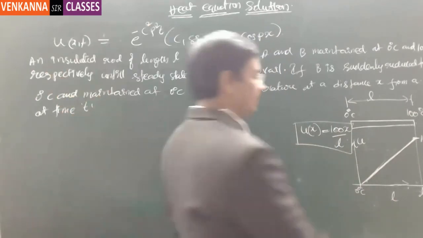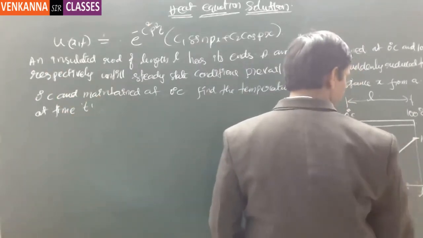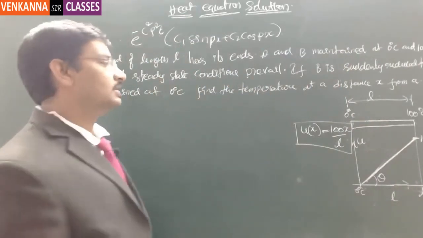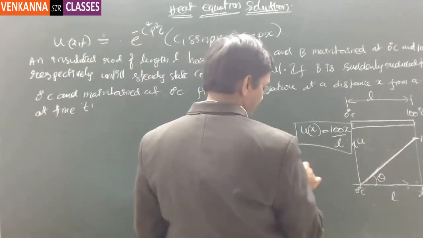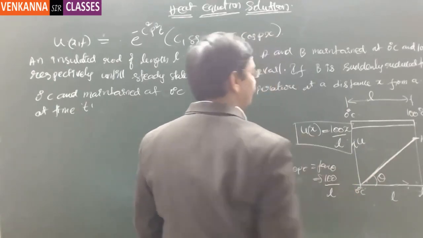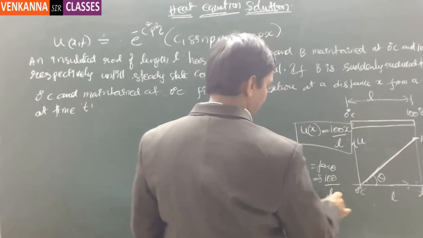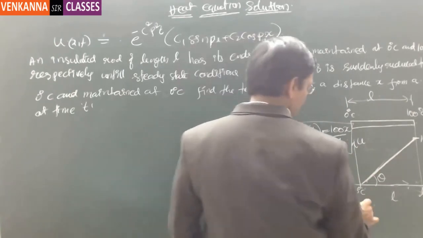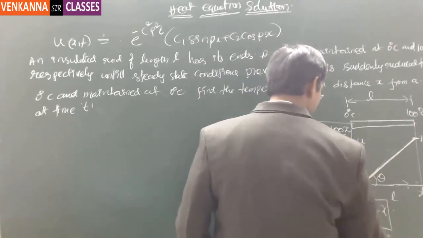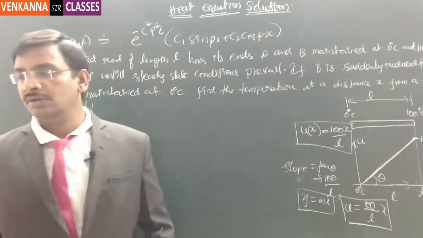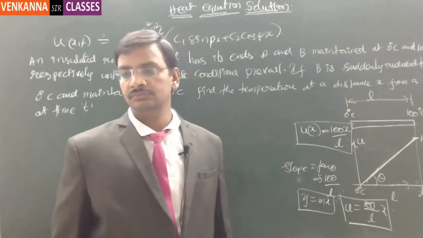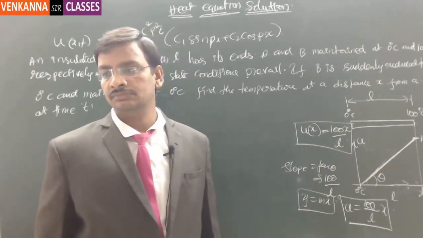Got it or not? The slope of this is, the height is 100 and this is L. So this is theta, and tan theta is equal to 100 by L. So the slope is 100 by L. y is equal to mx is the standard format, so u is nothing but the slope 100 by L into x. So at any displacement x, this is how you will be able to find the steady state temperature. Got it? Is this understood?